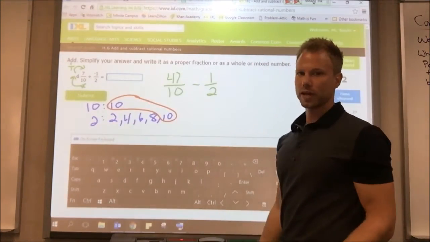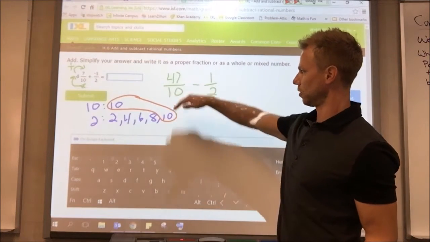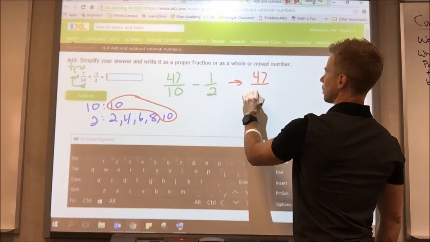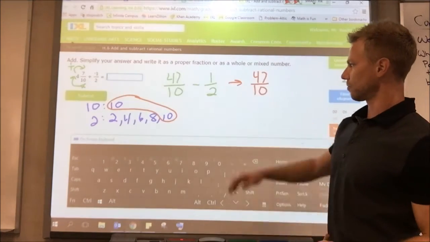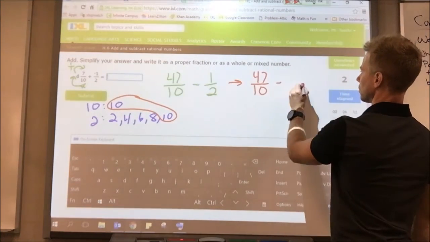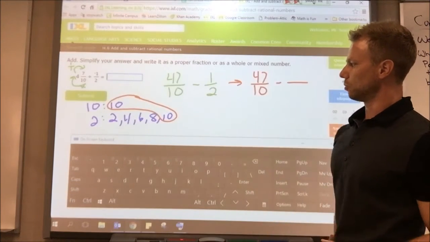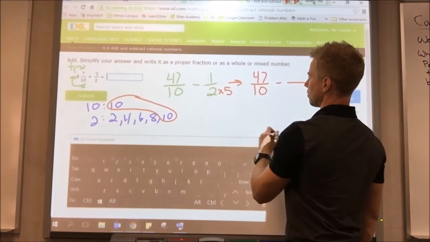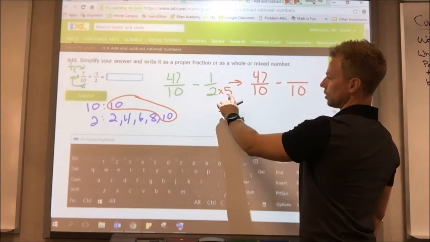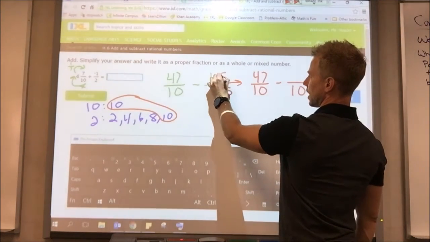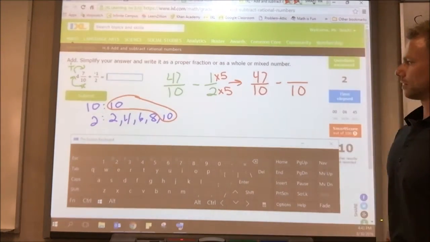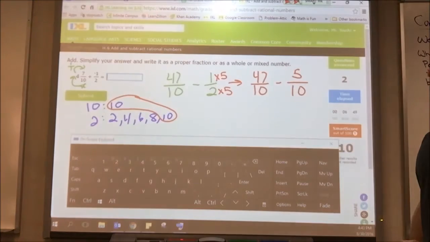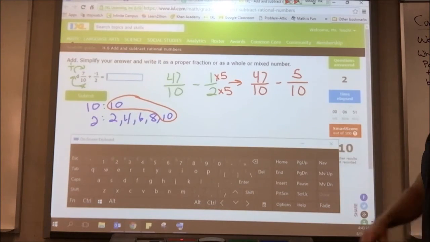The first fraction, we don't have to change at all. Okay, it already has our common denominator of 10. The second fraction, we do need to change. We need to get that 2 to be a 10. So we multiply by 5 to get 10. What we do to the bottom, we also have to do to the top. So we multiply by 5. 1 times 5 is 5. And now we can subtract.